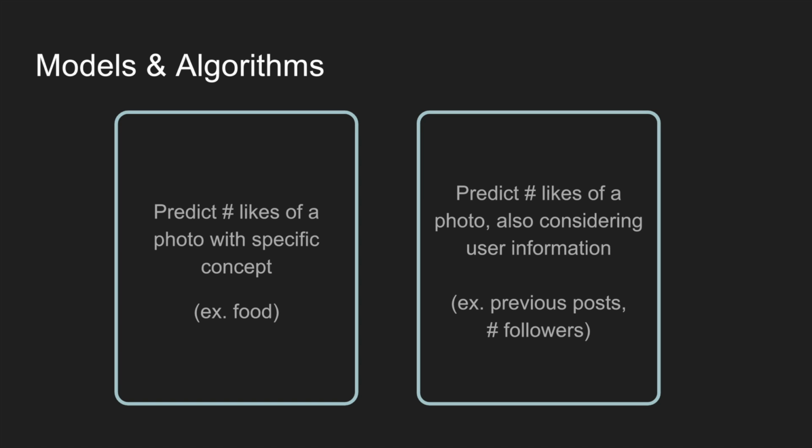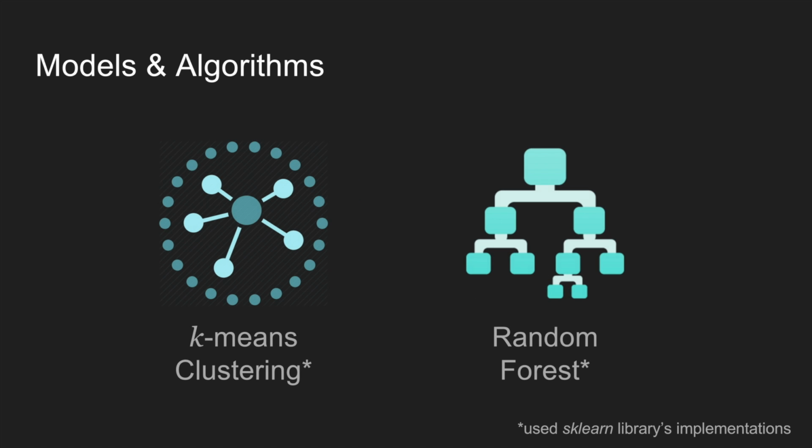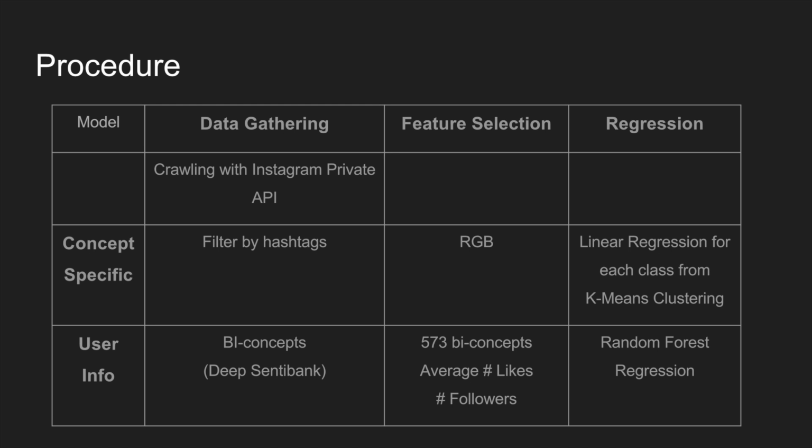So, in our project, we used two predictive models. The first one predicts the number of likes of a photo given the specific concept, such as food photos. The second predictive model predicts the number of likes of a photo given user information of the past, for example, previous posts and number of followers. For each of these models, we used two algorithms, k-means clustering and random forest. We used sklearn library implementations, and we will explain what these algorithms are in a brief moment.